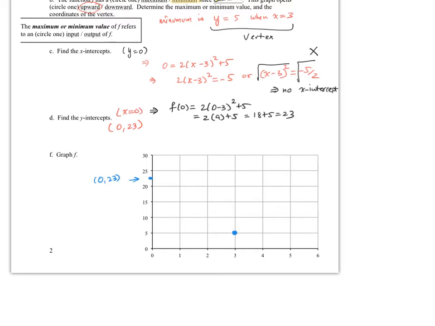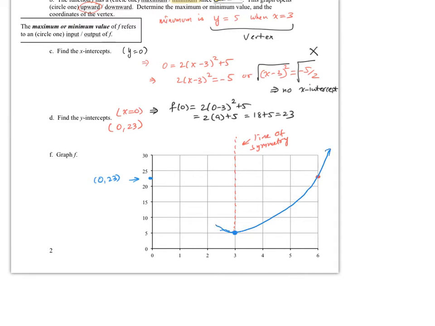Now the vertex is also used to find something called the line of symmetry. And line of symmetry means exactly what it says. So the distance between here and here is 3. So if you move 3 to the other side, you will get the exact same coordinate. So it will be here. And then just do the graph. So the graph will look like this.